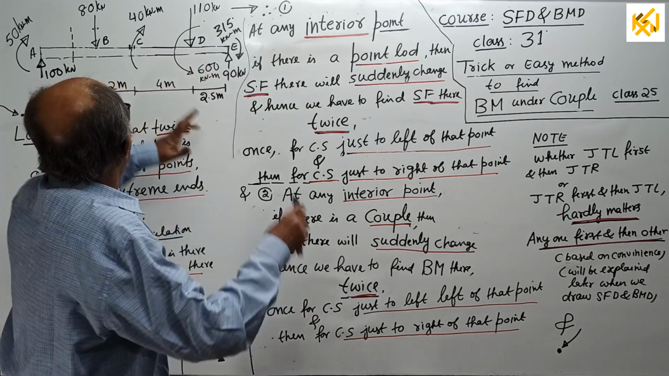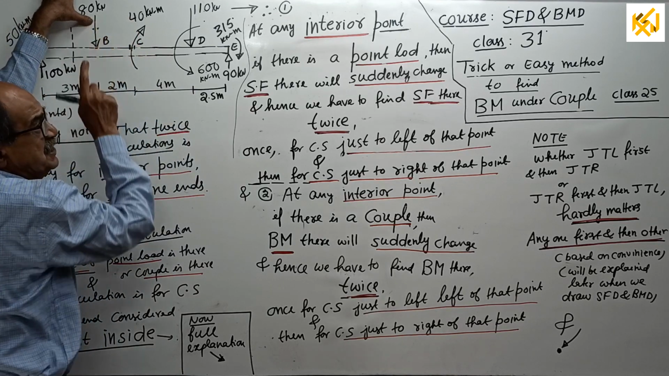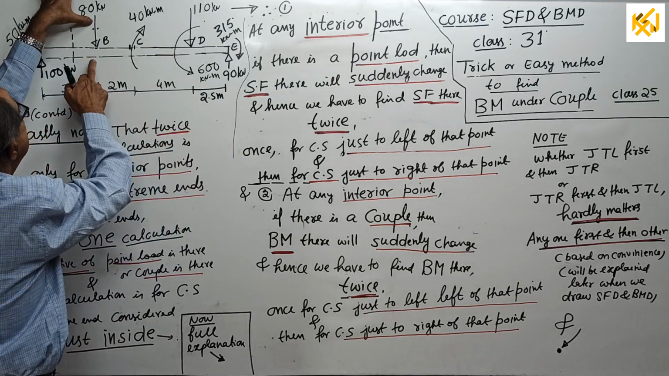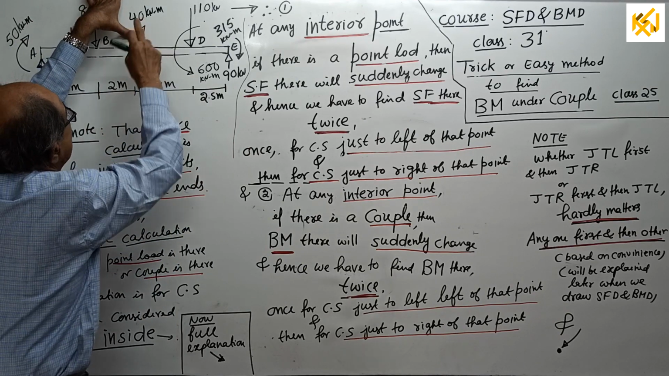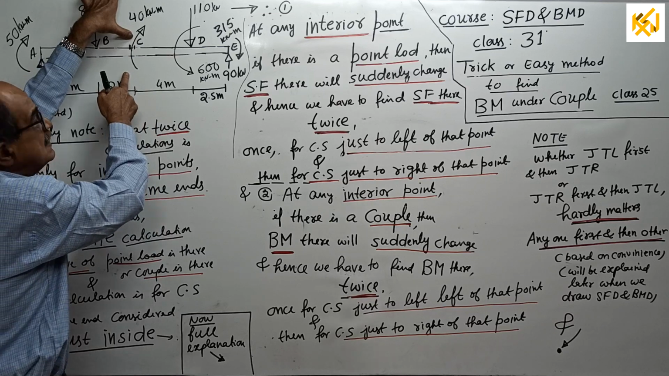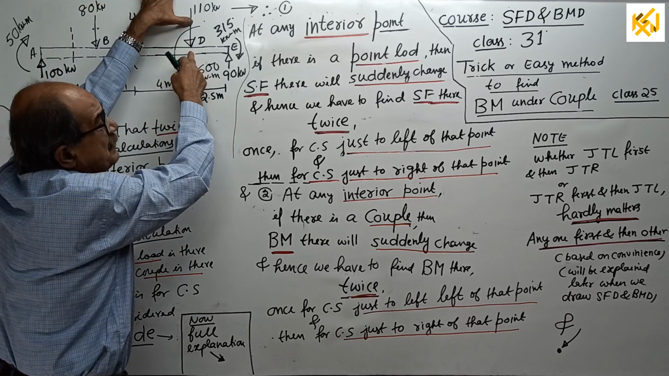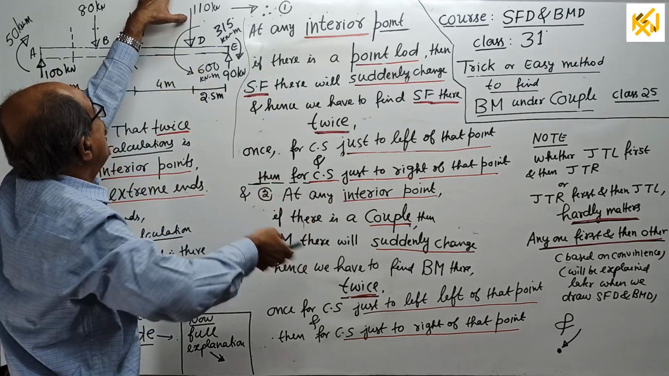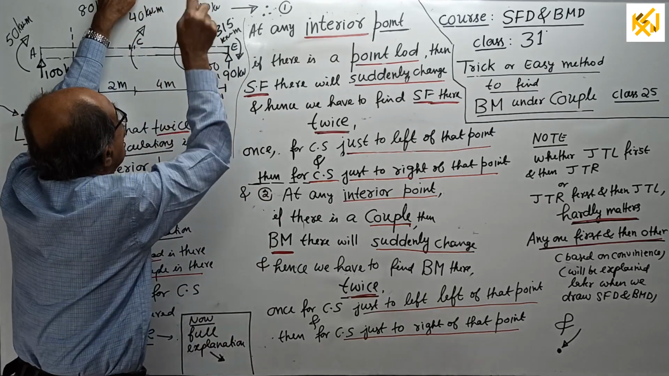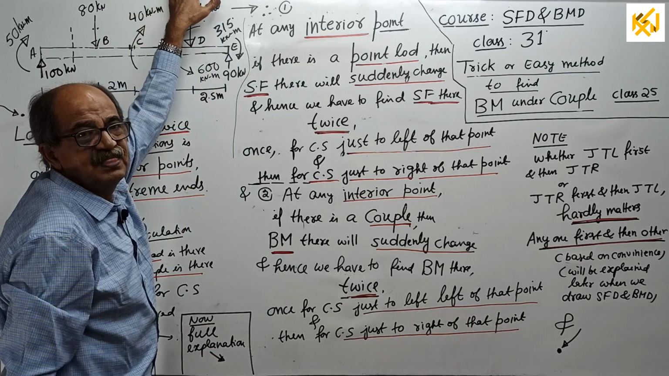Why? See here, because of the point load, shear force twice. Couple only, bending moment only once. Here, because of the couple, bending moment twice, shear force only once. But here, shear force also twice. That is because of this point load, and bending moment twice, that is because of this couple.